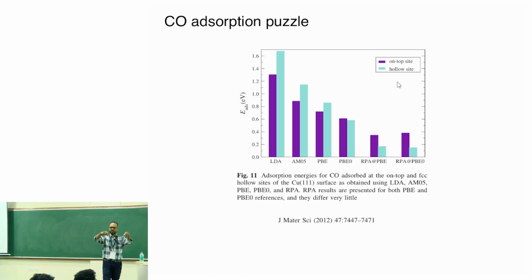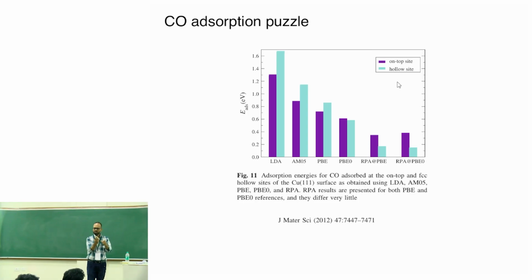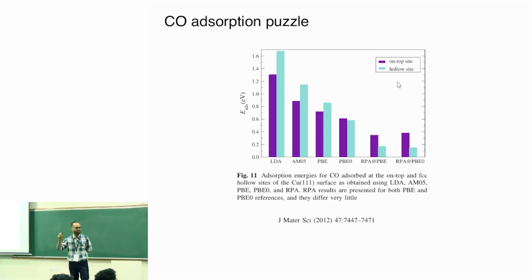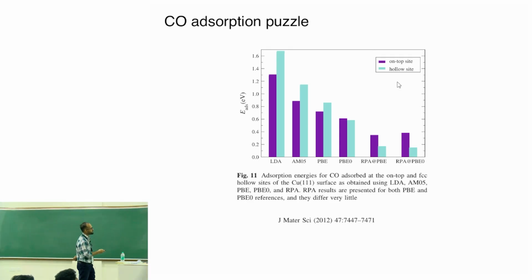So you have a copper lattice, copper atoms sitting in a lattice, you have hollow spaces and then on top, that is on top of the copper atom. What you would notice is that all these functionals say that the carbon monoxide should adsorb on the hollow site, okay? Experimentally it is proved that the carbon monoxide actually adsorbs on the on top site, okay? So you see all these functionals are getting that part wrong, right?